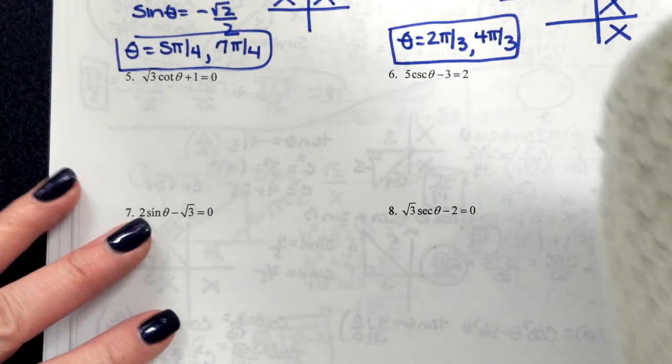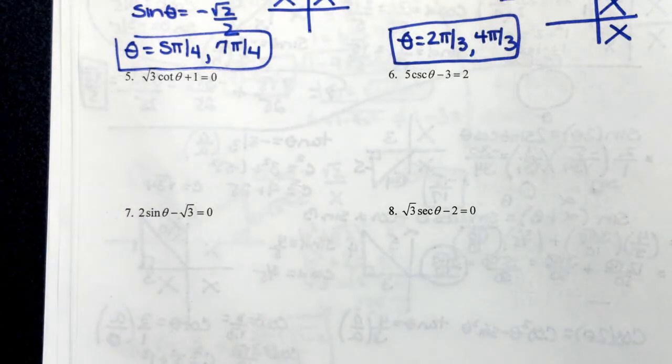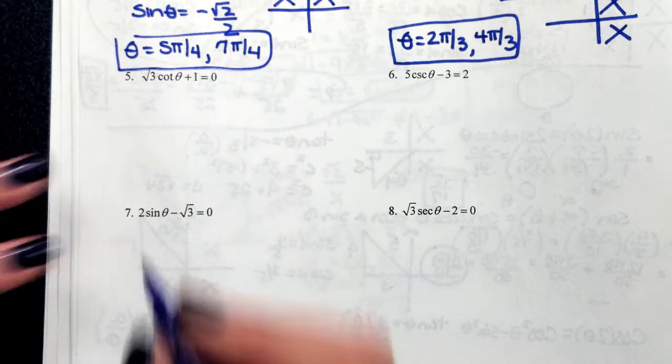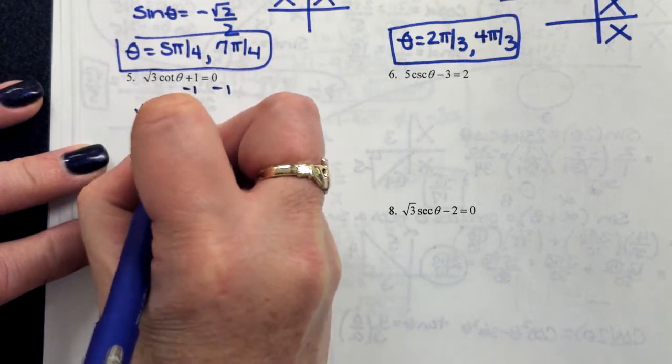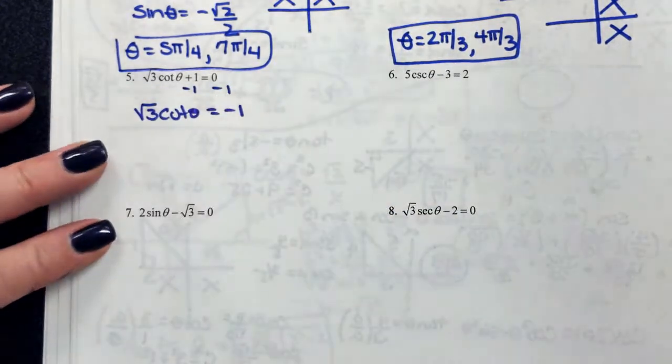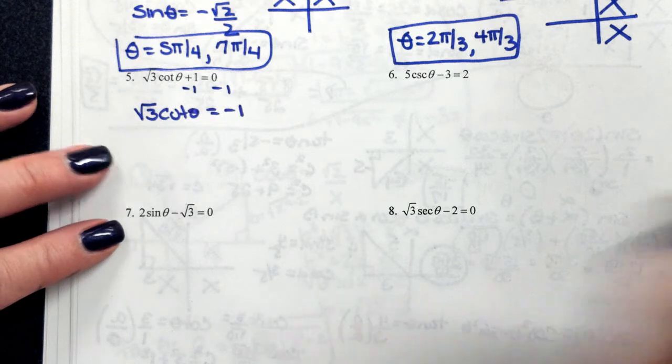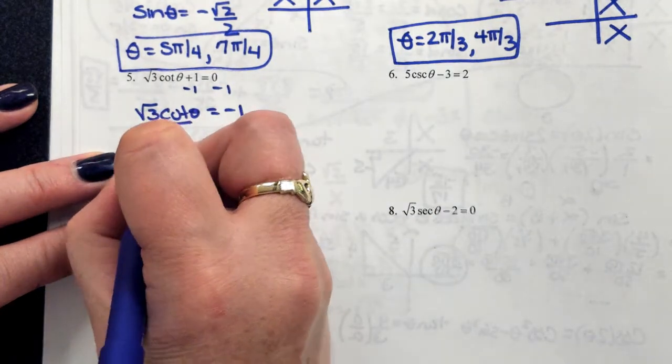So let's take a look at number 5. Sometimes, just like in algebra, you have to do more than one operation to get the variable by itself. What's going to be your first step to get the cotangent by itself? What are we going to do first? Subtract the 1. Then what? Divide by square root 3.